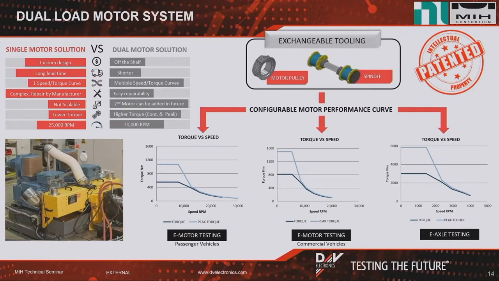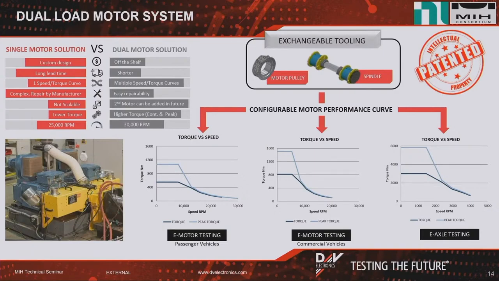And then, as you can see, it provides flexibility in terms of being able to get things off the shelf. Typically, lead time tends to be smaller. You can tune the torque speed curves that you need based on suitable motor, pulley and spindle designs. So if known, you can actually configure this and then change out configurations to be able to run, say, for example, passenger vehicle or e-motor testing.